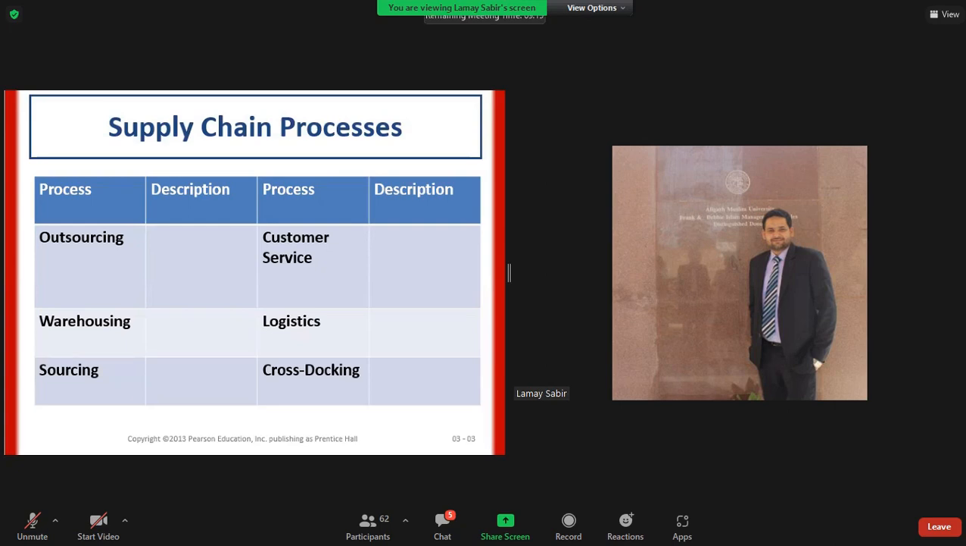Similarly, sourcing, customer service, logistics, cross-docking, all these are processes of a supply chain, and each and every process needs focus of the manager so that the process can run smooth, so that overall cost can be reduced.